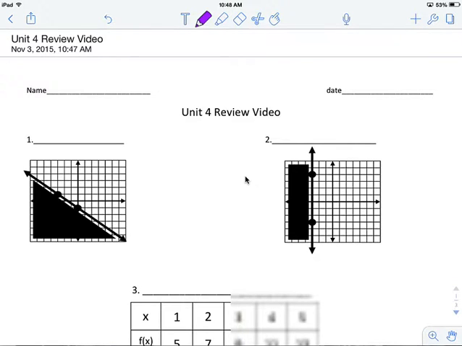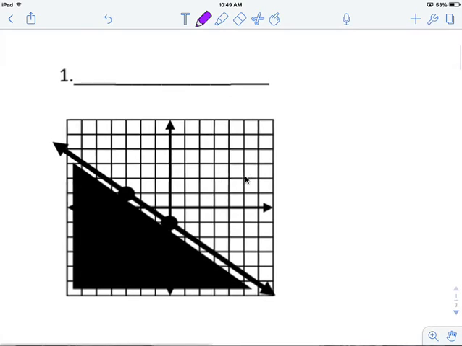This video is meant to help you review for your Unit 4 test. It is not everything on the test, but it is just some helpful hints. For number 1, I have an inequality.